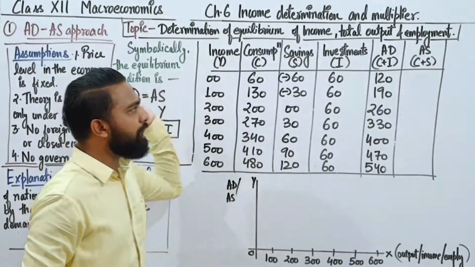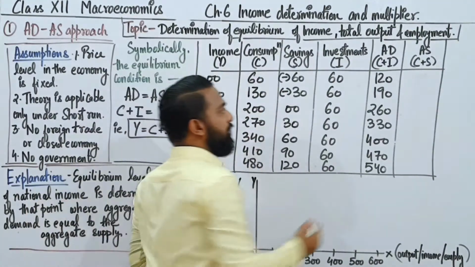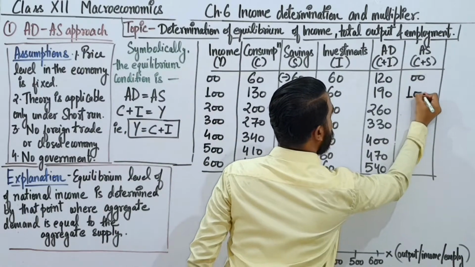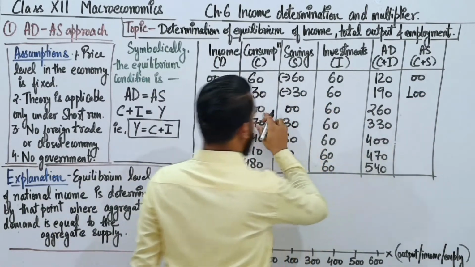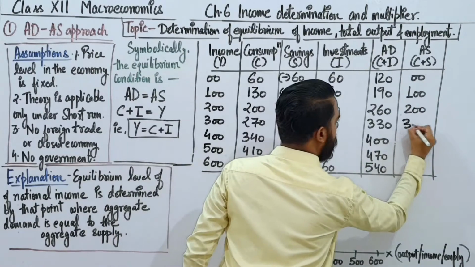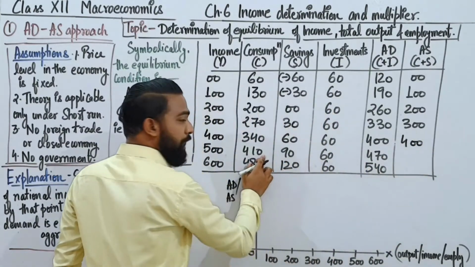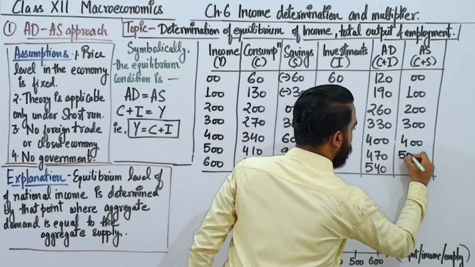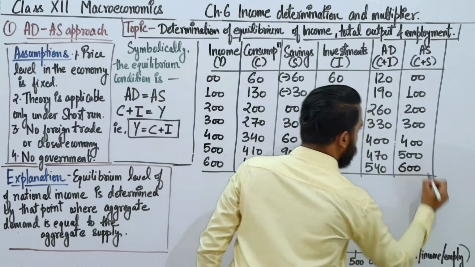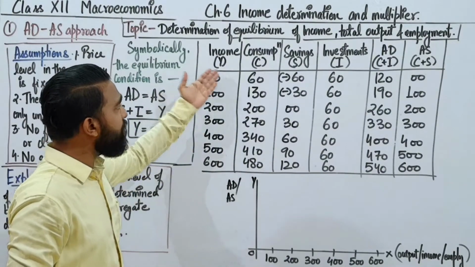Now, likewise, you have to calculate the value of aggregate supply, which is C plus S. 60 plus minus 60 means 0. 130 plus minus 30 means 100. 200 plus 0 is 200. 270 plus 30 is 300. 340 plus 60 is 400. 410 plus 90 is 500. And 480 plus 120 means 600. So this is your schedule which you are going to make with the help of income and consumption.